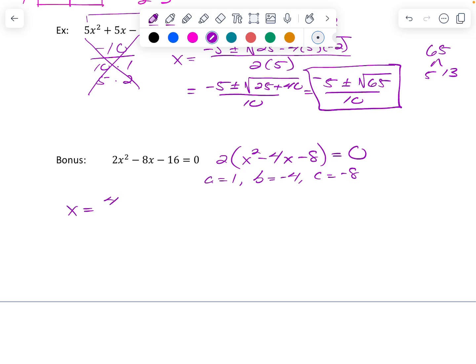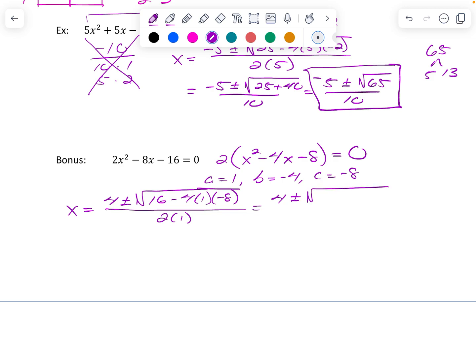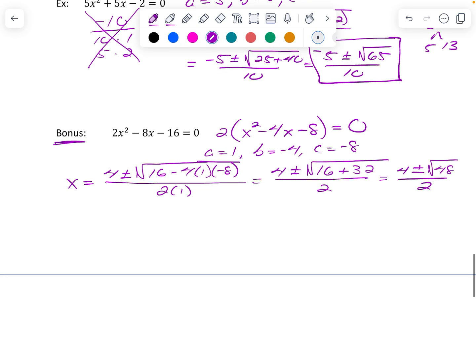X equals opposite of B plus or minus the square root of B squared minus 4AC, all over 2A. So that's going to be 4 plus or minus the square root of 16 plus 32, divided by 2, equals 4 plus or minus the square root of 48 divided by 2. Now this is bonus. This is a bonus because even though we divided out that 2, we can still simplify that square root of 48.